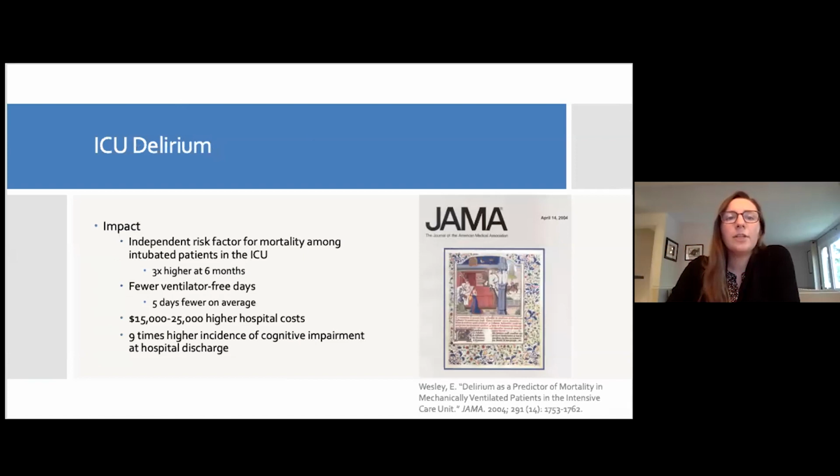The impact of delirium in the ICU specifically is significant. It's been found that it's an independent risk factor for mortality among intubated patients in the ICU. Their mortality is 3 times higher at 6 months. It also is associated with fewer ventilator-free days, 5 days less on average, higher hospital costs, and 9 times higher incidence of cognitive impairment at the time of hospital discharge.